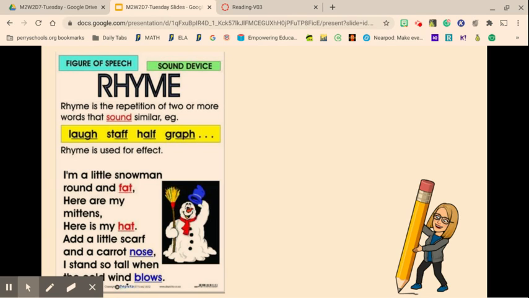So if you look at that poem, fat and hat rhyme. They have the same ending sound. Nose and blows rhyme. They have the same ending sound. They're not spelled the same, but they have the same ending sound.